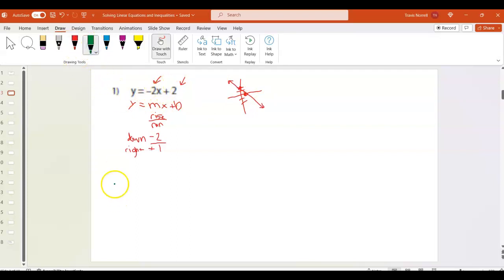Now, if we wanted to manipulate this equation, y equals negative 2x plus 2, and turn it around and solve for x, I always explain this to high school students as: you're not looking for the answer, you're looking for the missing piece of the puzzle, the x value. So think of PEMDAS, order of operations, but think of it backwards.